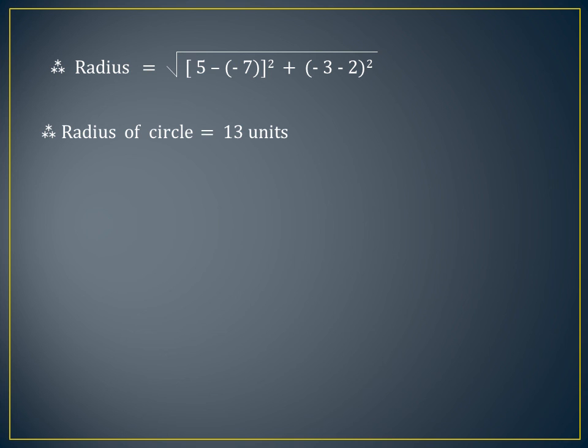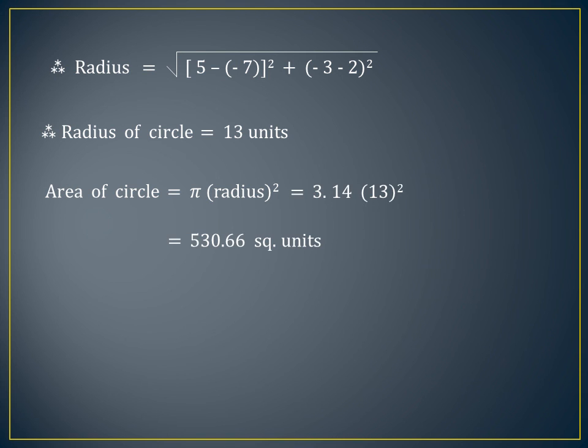So again by using the distance formula we can have the radius is equal to square root of (5 minus minus 7) the whole square plus (minus 3 minus 2) the whole square and that will give us 13 units. Now the formula for the area of the circle is pi into square of radius. So if you substitute the values, we'll have area is equal to 3.14, which is the value of pi, into 13 square. So that gives us 530.66 square units.